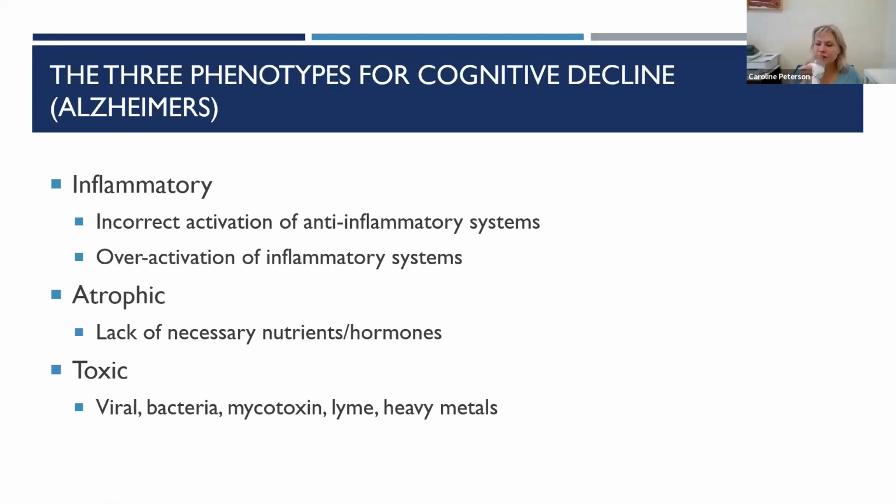So our three phenotypes: inflammatory, the predominant one; atrophic, not enough nutrition; toxic, something's there that's agitating, that the body's fighting against or trying to seal off. We have to get rid of it.